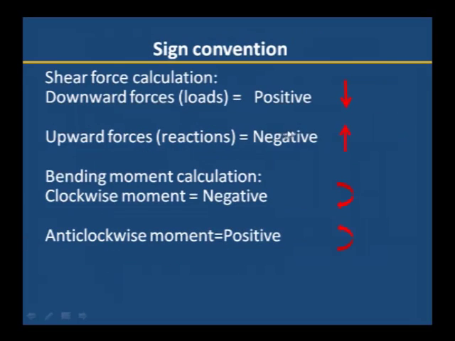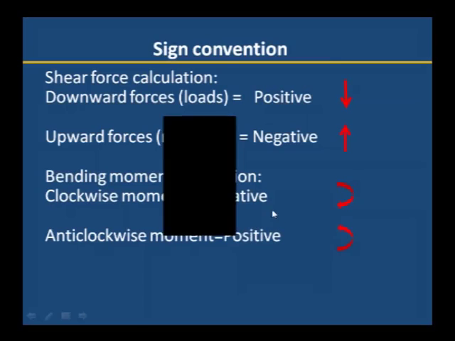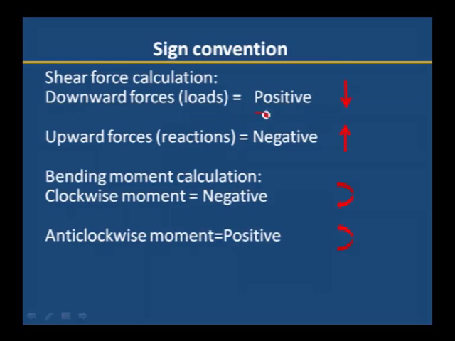These are the sign conventions we are adopting. Downward forces are taken as positive, upward forces as negative. In a simply supported beam, as discussed in the previous session, reactions will be upward forces, whatever the loads acting, point load or uniformly distributed load. And for bending moment, clockwise moment we are considering as negative, anti-clockwise moment as positive.